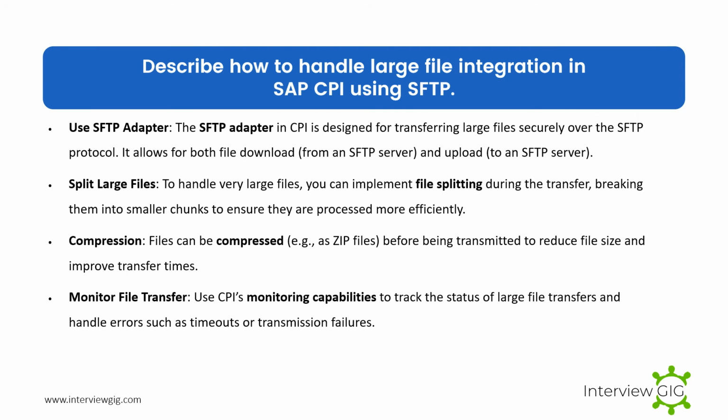Describe how to handle large file integration in SAP CPI using SFTP. Use SFTP adapter. The SFTP adapter in CPI is designed for transferring large files securely over the SFTP protocol. It allows for both file download from an SFTP server and upload to an SFTP server. Split large files. To handle very large files, you can implement file splitting during the transfer, breaking them into smaller chunks to ensure they are processed more efficiently.